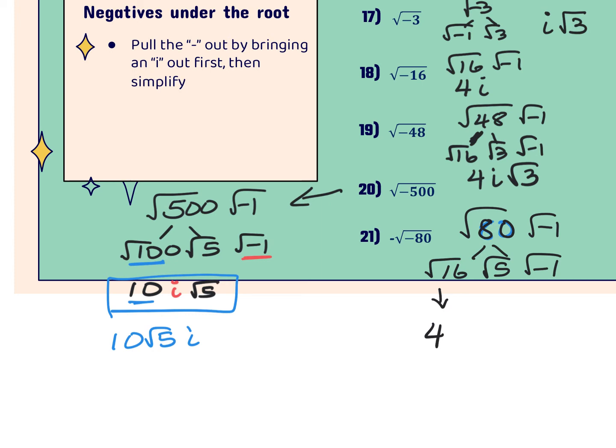The square root of the -1 gives me the i. And then the root 5, I can't break it down. So 4i radical 5. And this had a negative in front. Oh, I didn't catch that. Notice the negative outside. So it just stays outside in front of the 4i.